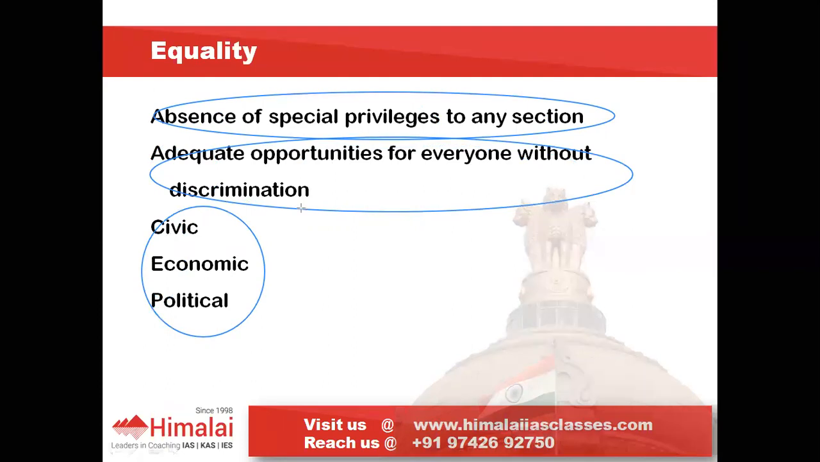Civic equality is given through fundamental rights: Article 14, right to equality; Article 17, abolition of untouchability; Article 15, prohibition of discrimination on certain grounds; and Article 16, equal opportunity in matters of public employment. Then economic equality has been ascertained by the Directive Principles of State Policy. Political equality has been given through, again, fundamental rights and universal adult franchise.